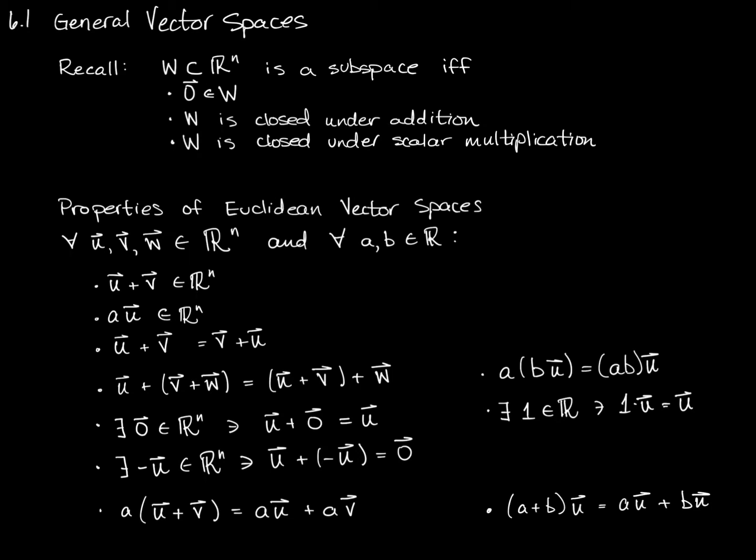And why have I taken so much time to go over these? Well, because in section 6.1, we have exactly the same list of properties, except that now we're dealing with general vector spaces. So I have a few adjustments to make to my list, but it's not the properties themselves that I'm going to be adjusting. It's this stuff up here.